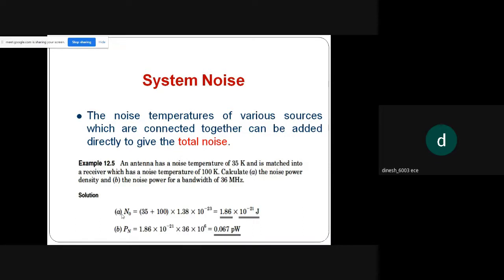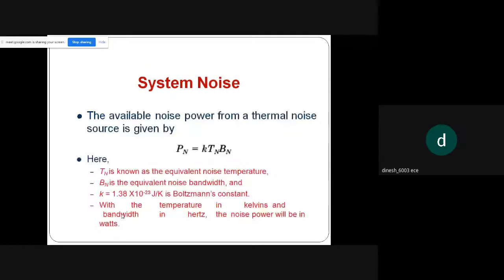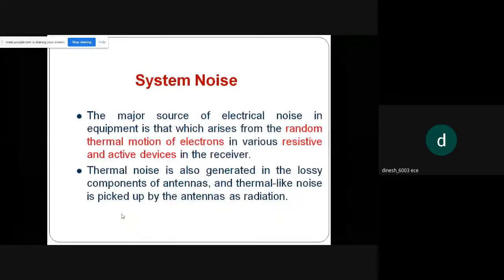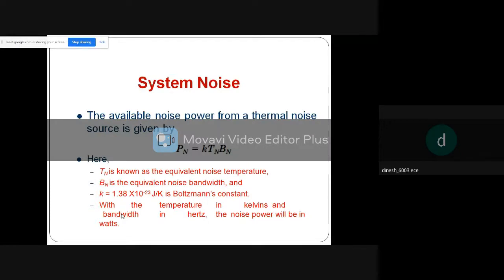Now let us see the total noise calculation with an example. Keep in mind these formulas. In system noise, the noise arising due to thermal noise is given by Pn equals k Tn Bn.